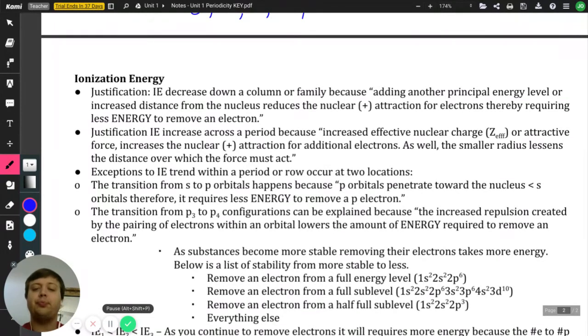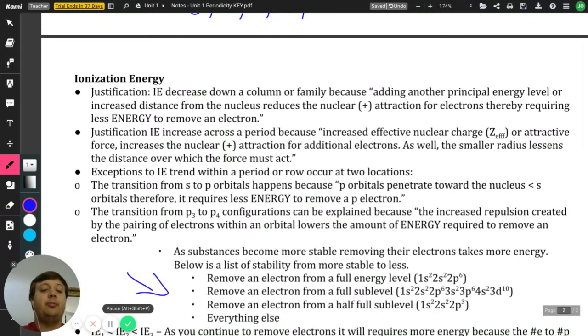Okay? All right. Now, here are some exceptions to the ionization trend within a period or row that can occur in two locations. So there's two places that you can see some kind of exception. First, the transition from the s orbital to the p orbital, so from s to p, is going to happen because the p orbitals come towards the nucleus, and therefore it's going to require less energy to remove a p electron. We'll talk a little bit more about that when we get to this part right here.